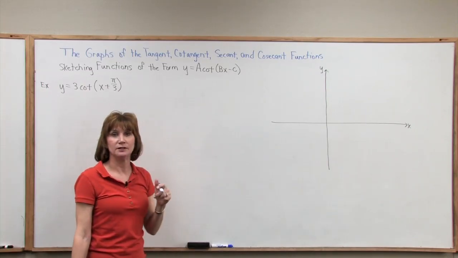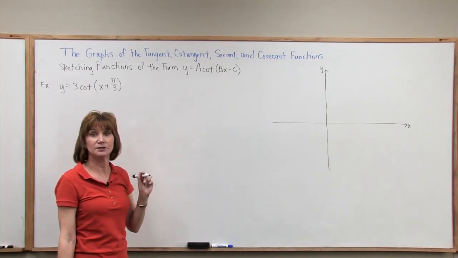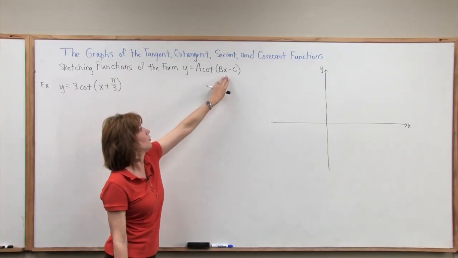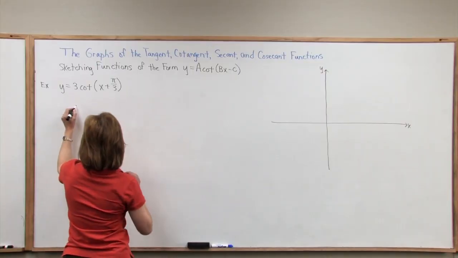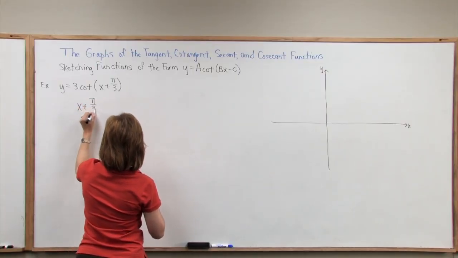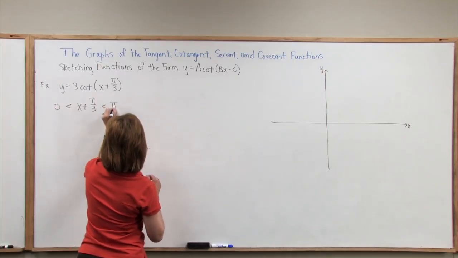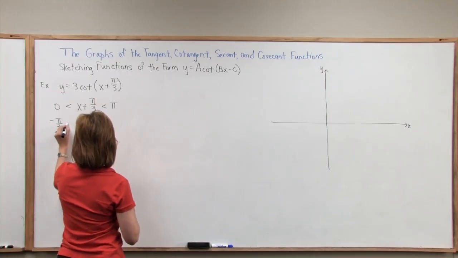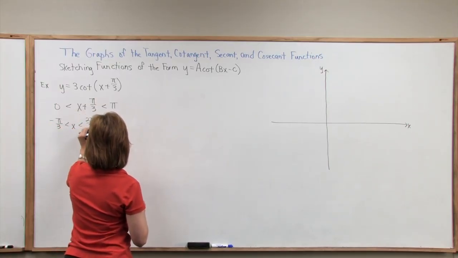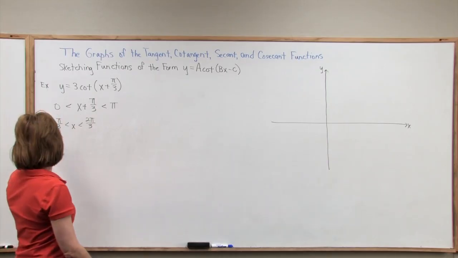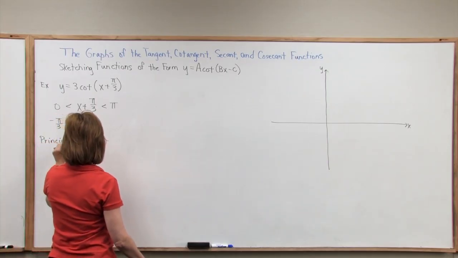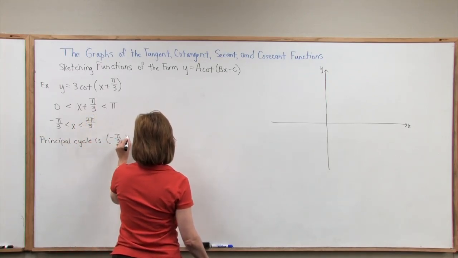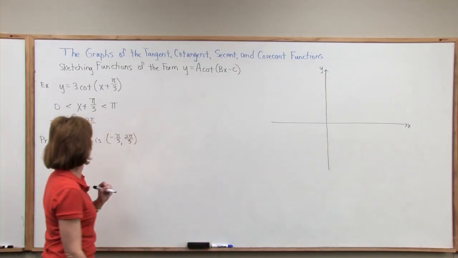Recall that the principal cycle for y = cotangent x was between 0 and pi. So in order to find the principal cycle for functions in this form, we're going to let bx minus c, in this case x plus pi over 3, be between 0 and pi, and this will give us the principal cycle for this function. Solving for x, subtracting the pi over 3, we can see that the principal cycle for this function is -pi over 3 to 2 pi over 3.